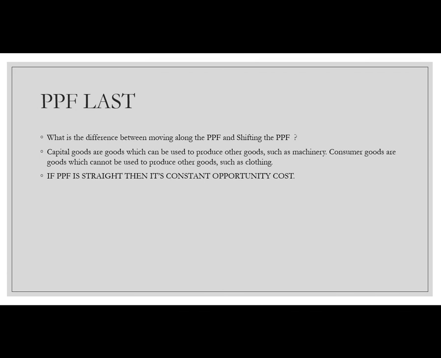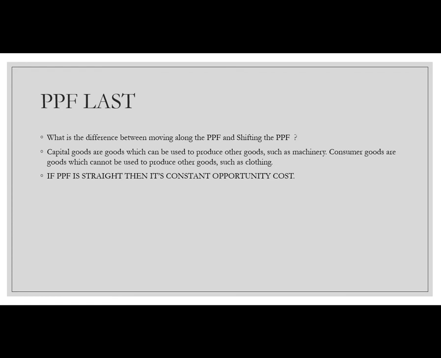So the main distinction that you do need to know is the difference between capital goods and consumer goods. Capital goods are goods which can be used to produce other goods, for example, machinery. And consumer goods are goods which are consumed by households, such as clothing.